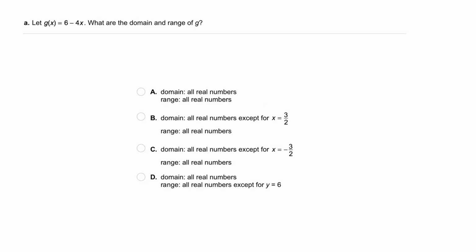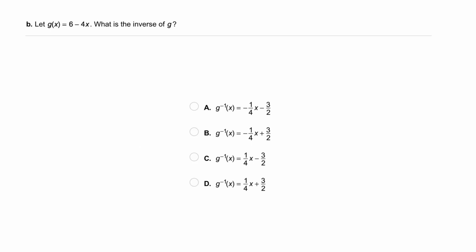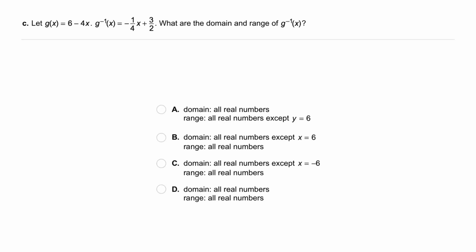Your turn, part A. Let g of x equal 6 minus 4x. What are the domain and range of g? Part B. Let g of x equal 6 minus 4x. What is the inverse of g? Part C. Let g of x equal 6 minus 4x. G inverse of x equals negative 1/4 x plus 3/2. What are the domain and range of g inverse of x?